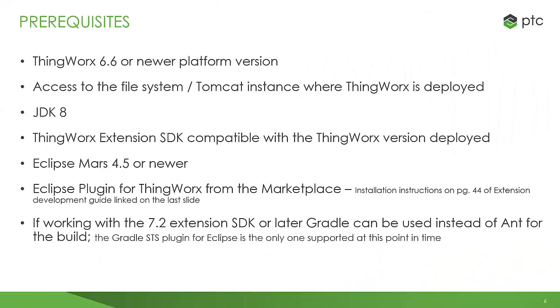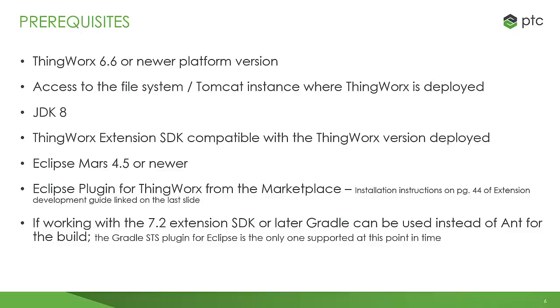Prerequisites. There are a few prerequisites that need to be followed before getting started. The version of ThingWorx where extension development really changed was version 6.6, so any ThingWorx version in that major minor release or later, 7.0, 7.1, 7.2, etc., will be compatible with the Eclipse plugin. If developing for version 6.5 of ThingWorx, you will not be able to use the Eclipse plugin. If you plan on debugging your extension, you'll need access to the file system of the server where the Tomcat instance for ThingWorx is deployed. That will allow you to enable necessary debugger flags in Tomcat or run Tomcat in debug mode.